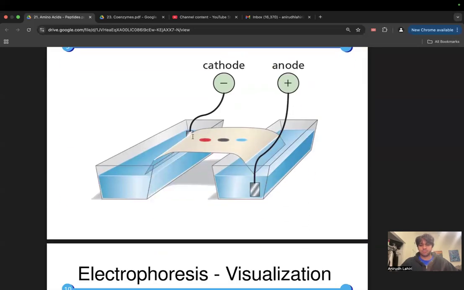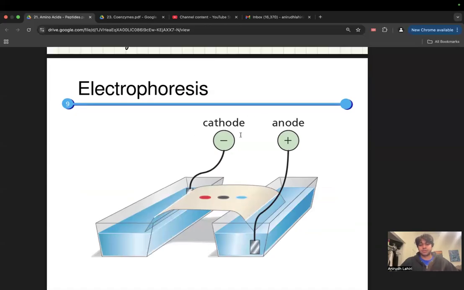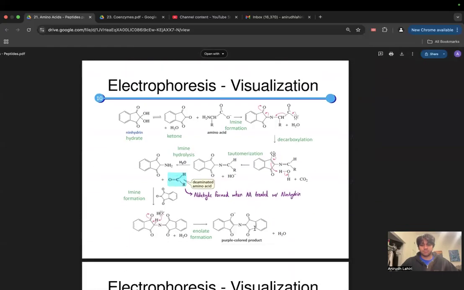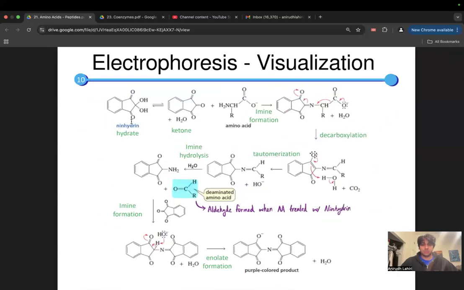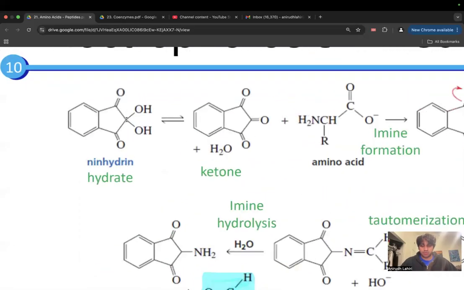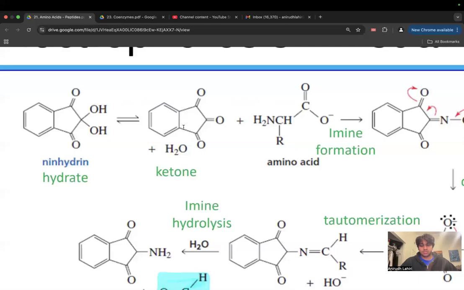Cool. So this is a picture of electrophoresis. We have negative and positive, and we have our paper. We're going from one liquid base to another liquid. Okay, this is ninhydrin. So we start with the ninhydrin, which is the hydrate. It's just a glorified hydrate, right? So if we look at this point here, it's a tetrahedral intermediate, right? OH, OH, R group. Cool. And we turn it into a ketone with water. So all we're doing is collapsing this hydrate into a ketone, right?